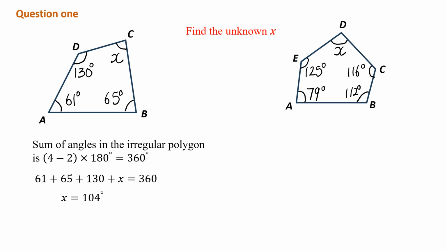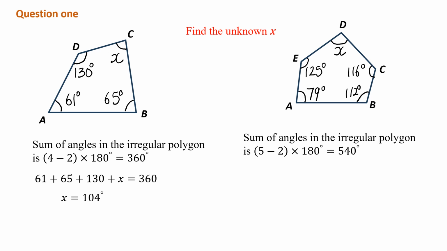Let's look at another one. Again, another irregular one. It's a 5-sided figure: 1, 2, 3, 4, 5. Let's find the sum of interior angles first. Basically you just add up all the interior angles, which equals 540, and x will be just 108 degrees.